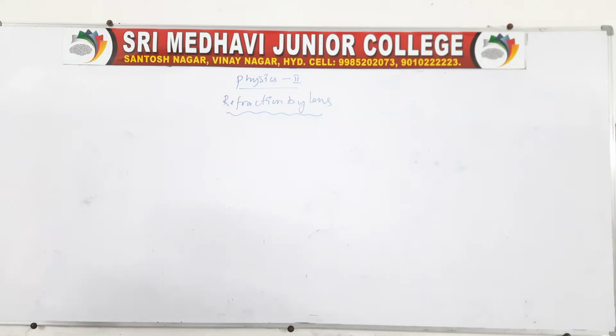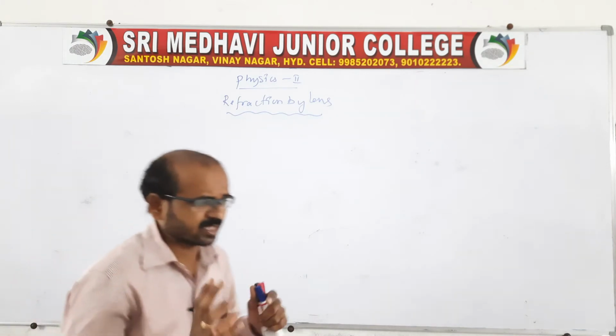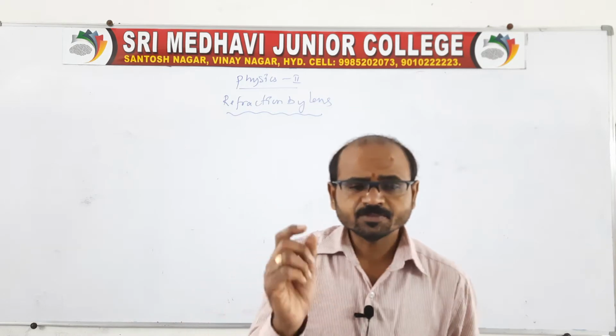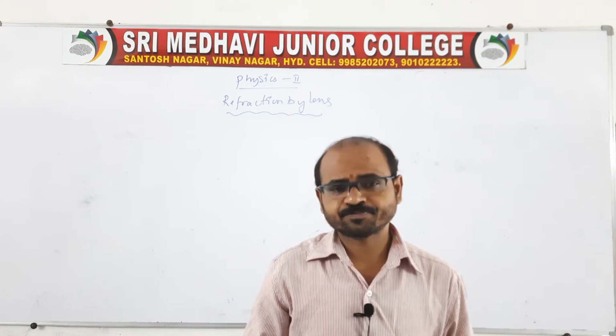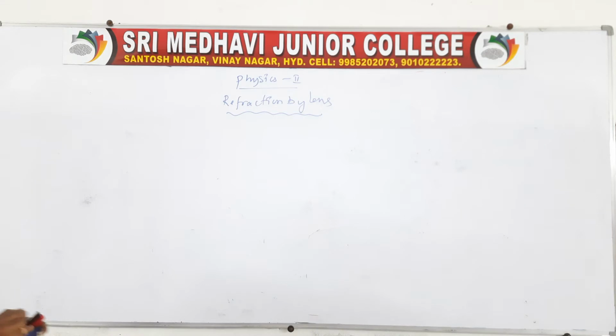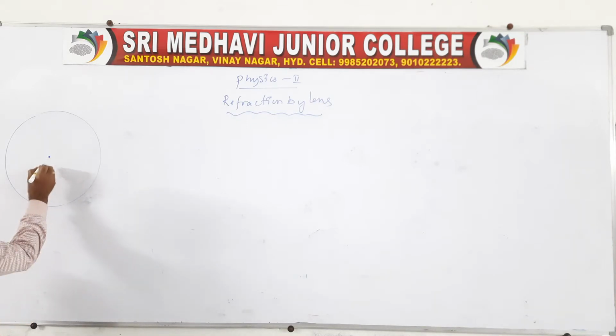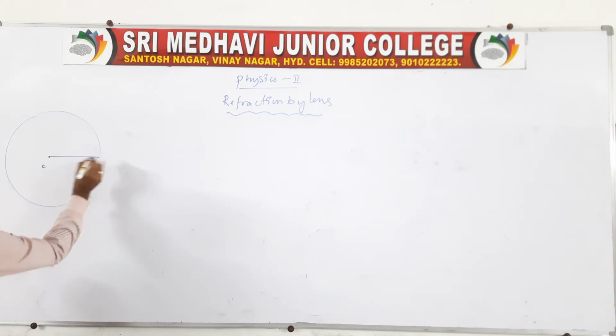I'll tell you how lenses can be made. See, I'll tell you one thing. You take one glass material, in the form of a circle. It is a plain glass, not a lens, just a plain glass. You take one plain glass, and its center of curvature is C1, and its radius of curvature we can say is R1, because it is the first surface.